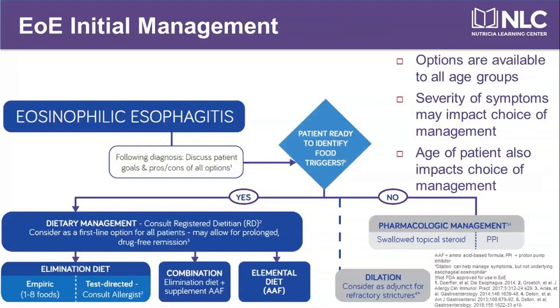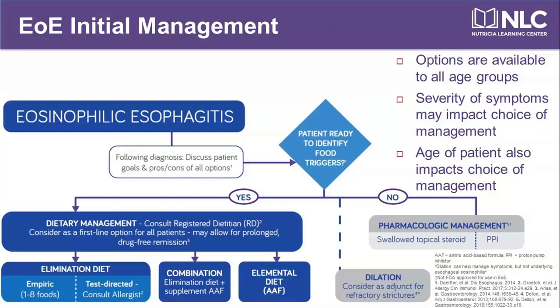And there are really two main branches that you can go. You can go the route of pharmacologic management, which usually involves a proton pump inhibitor and often also involves a swallowed form of a steroid. Or you can go with dietary management, which involves restricting the diet in some way of foods that we suspect are the triggers for the inflammation.